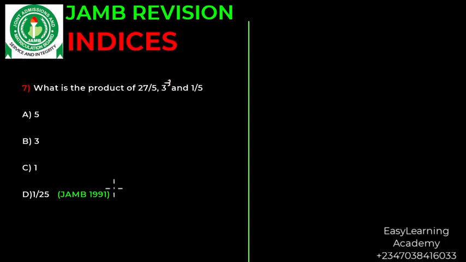This was the JAM 1991 question. It said, what is the product of 27 over 5, 3 raised to the power minus 3, and 1 over 5? Pause the video, try to solve it so we can compare our answers together. Why don't you try it now, please?